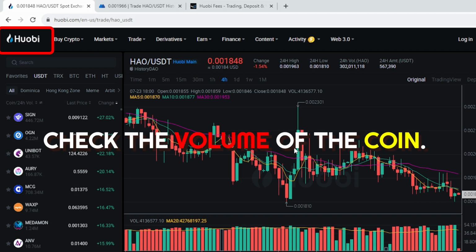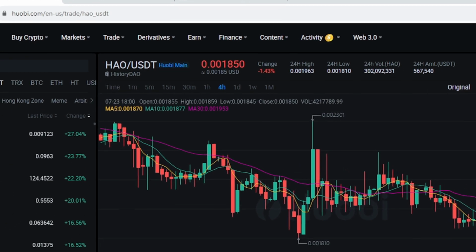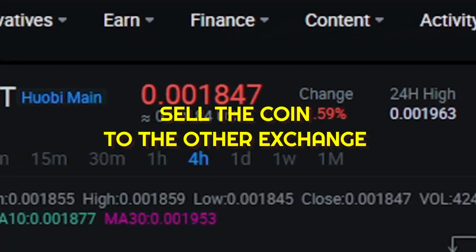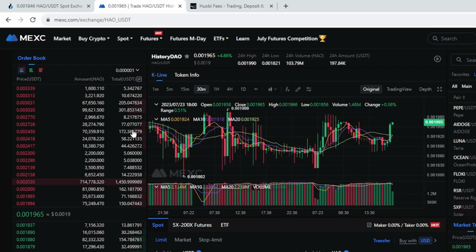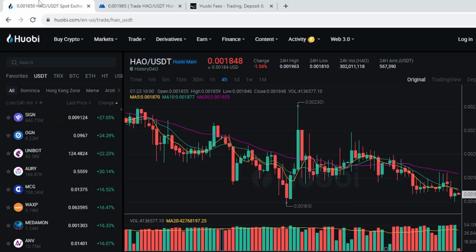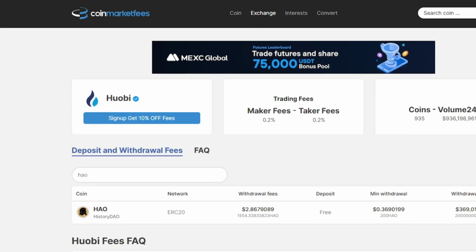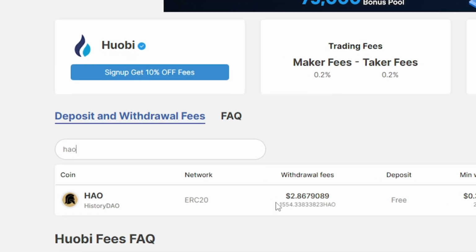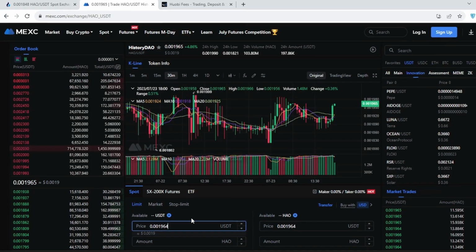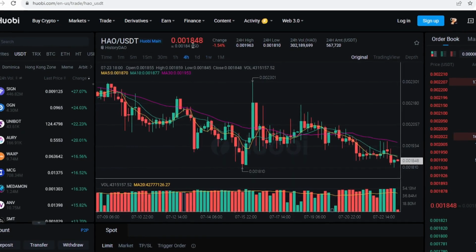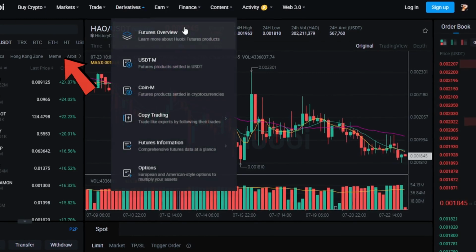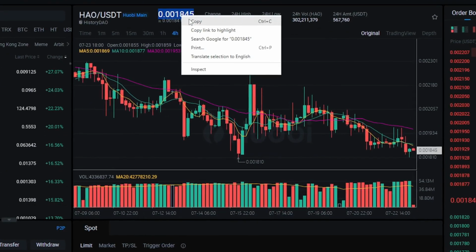Before you buy the coin, check the volume of the coin. So after buying the coin at low price, we're going to sell this coin to the other exchange where the price of this coin is higher. You have to withdraw this coin from here to the other exchange. So remember the withdrawal network and fees, because it's important to match the network in order to deposit the same coin to the other exchange. So withdraw this coin from first exchange with the deposit address of the same coin from the other exchange.